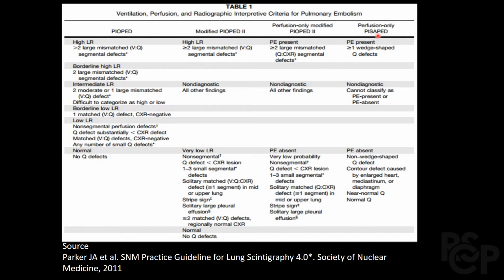And for example, this one on the other hand is a perfusion-only criteria. So in this case, if there's more than one wedge-shaped defect, then the patient is likely to have a pulmonary embolism. Again, they can also have non-diagnostic results, although non-diagnostic results are not generally helpful clinically, so radiologists try to say if there's a PE or if there isn't in most cases.